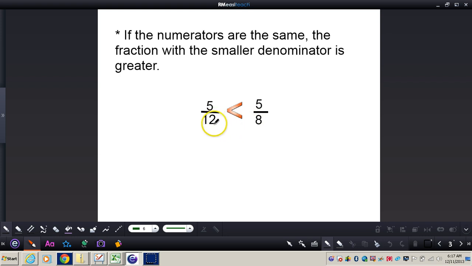So think about it. Let's say I order a large pizza from Pizza Hut, and one of my pizzas is cut up into 12 pieces, one is cut up into 8 pieces. Obviously the pizza that's cut up into 8 pieces will have greater pieces. Each piece will be greater, so 5/8 is greater than 5/12.